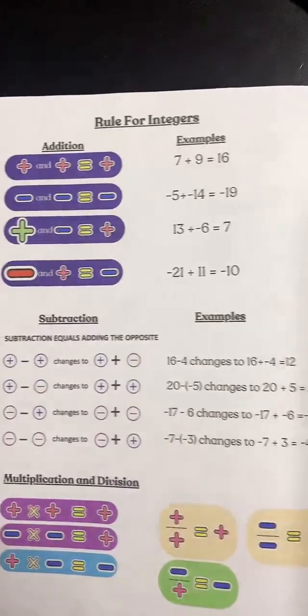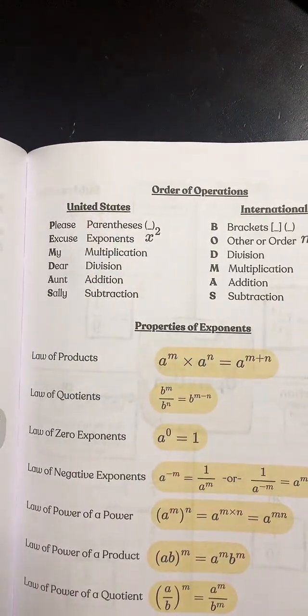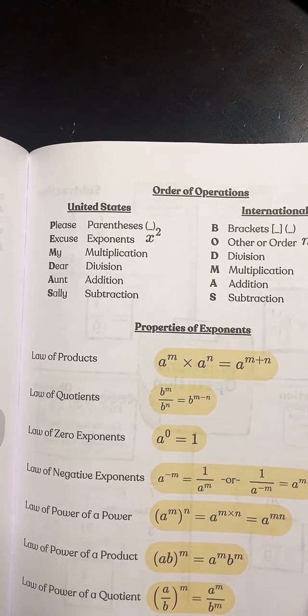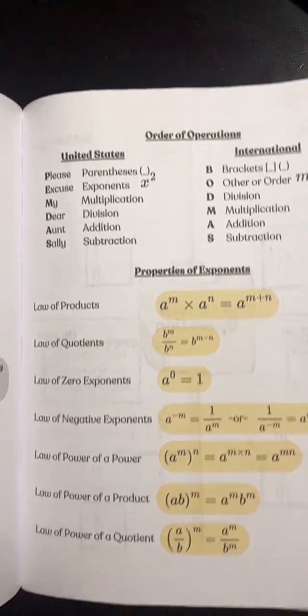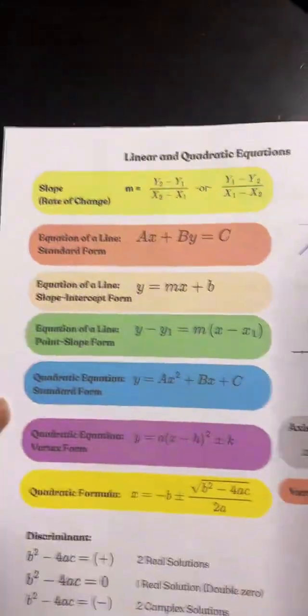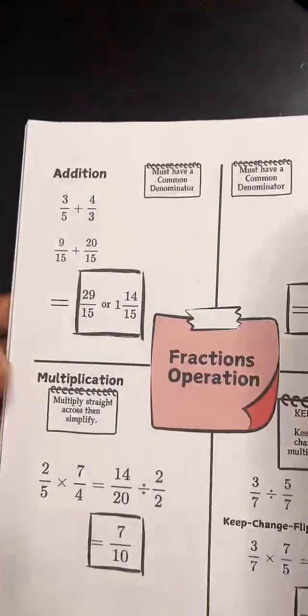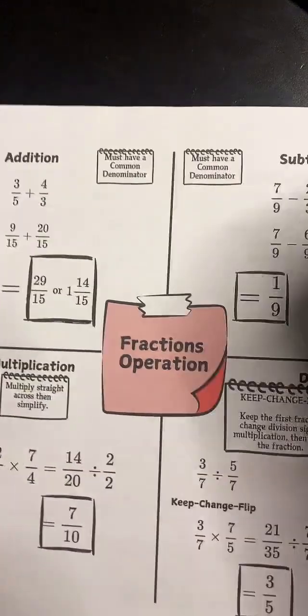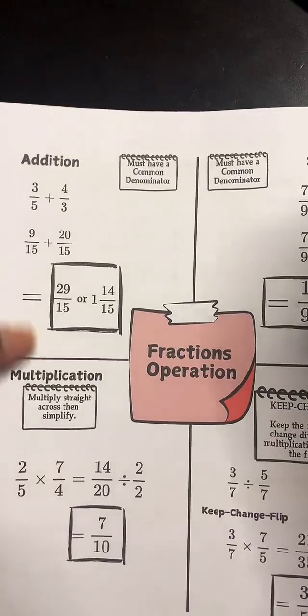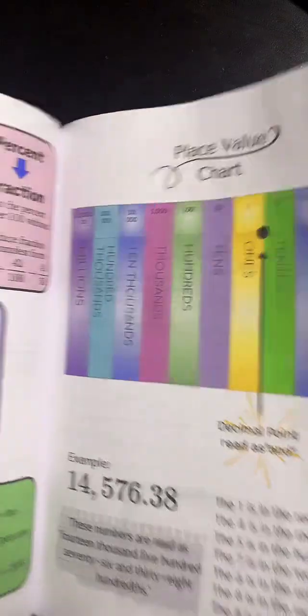So that's something. The rules of integers, also inequalities, interval notations, that's later on in Algebra 1, order of operations, properties of exponents. We worked on this not too long ago. Then we had our linear and quadratic equations. Then we have our fraction operations, what to do. We just did all this for the past couple of days. Then we have decimal operations, place value.